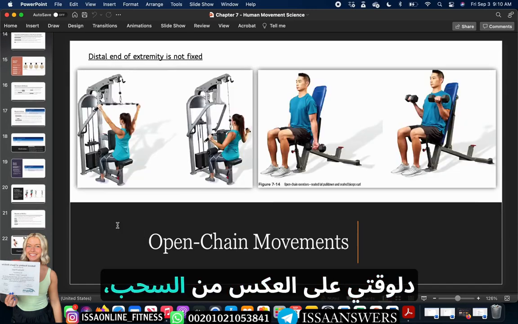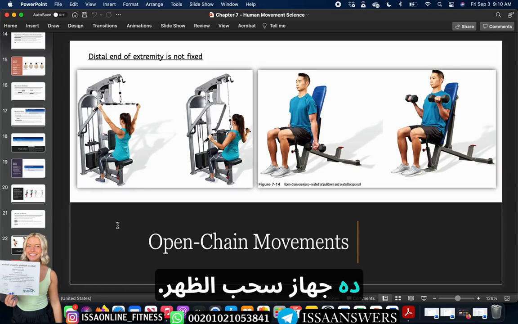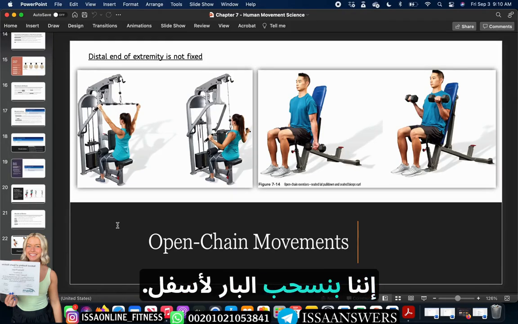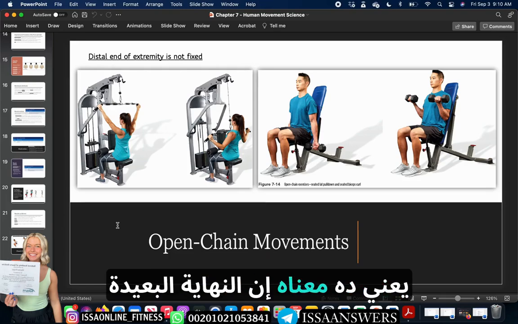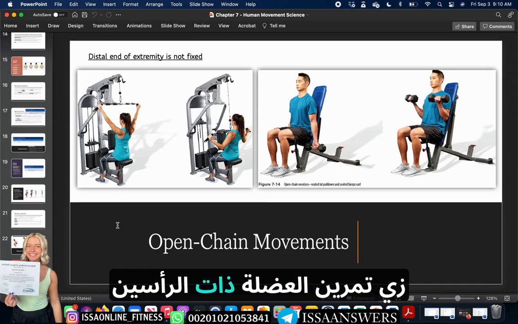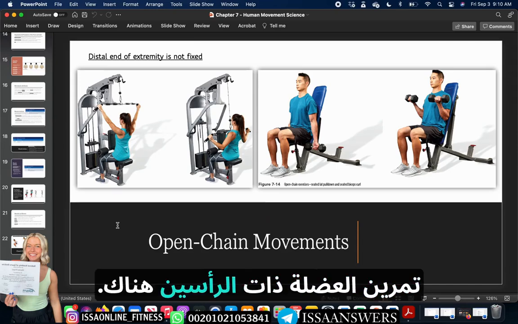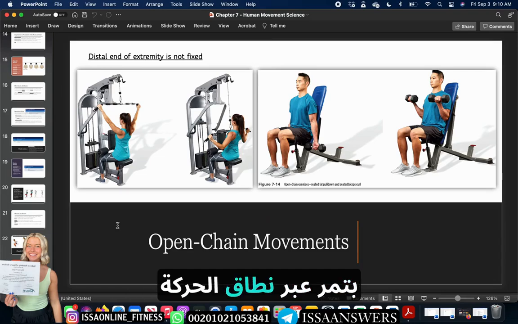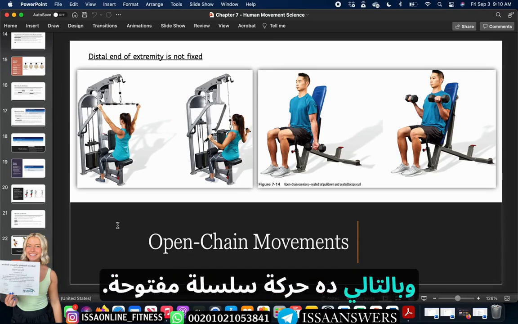Now, on the inverse of that pull-up, if you notice to the left there, that's a lat pull-down machine. That's the same motion as a pull-up, except now we're pulling the bar down, so that means that the distal end, or your hands, are not fixed. Just like a bicep curl on the right. The bicep curl there, your hands, although fixed to the dumbbell, are going through range of motion and they're not staying fixed. So therefore, that is an open chain movement.